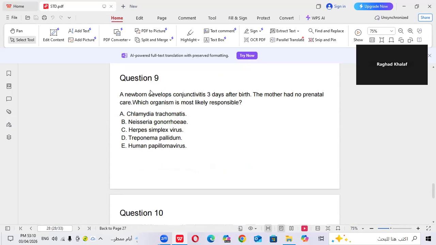Question 9: a newborn develops conjunctivitis 3 days after birth. The mother had no prenatal care. Which microorganism is most likely responsible? Yes, we said that in those cases, when he asks you about conjunctivitis, you are going to rely on the time. If it's before 5 days, think gonorrhea. If it's beyond 5 days, you have to think chlamydia. So we have 3 days, which is within the 5-day period. We are going to directly think about Neisseria gonorrhoeae.